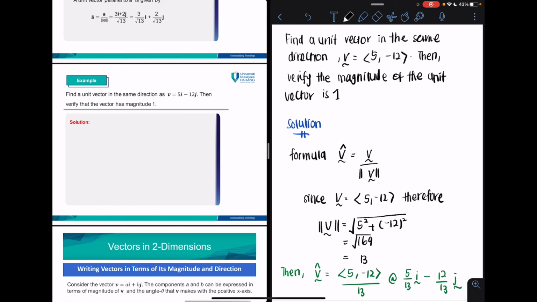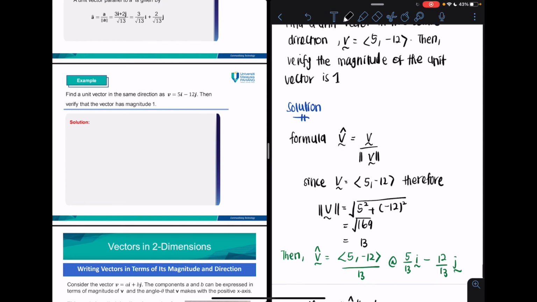So in this case, the magnitude of vector v is equal to square root of 5 squared plus 12 squared, which is square root of 169, which is equal to 13. And then we put it into the formula, which is the unit vector v hat equal to the vector itself, vector v, which is 5 and negative 12 divided by 13, or you can transform it in this notation, which is 5 over 13 i minus 12 over 13 j.